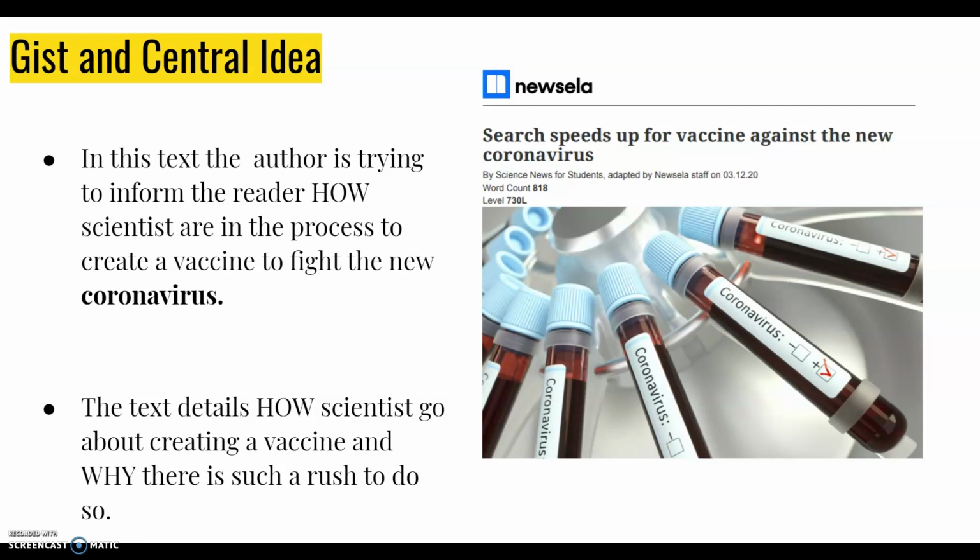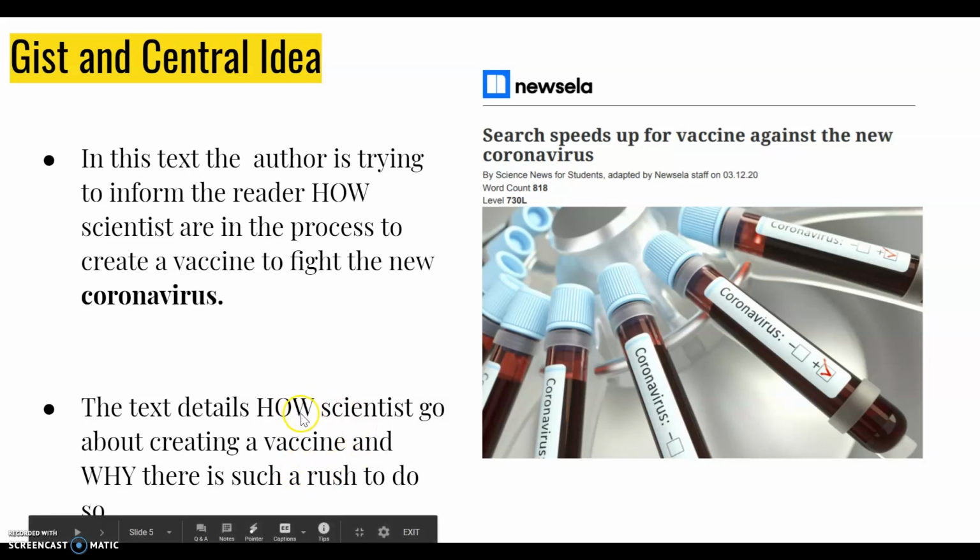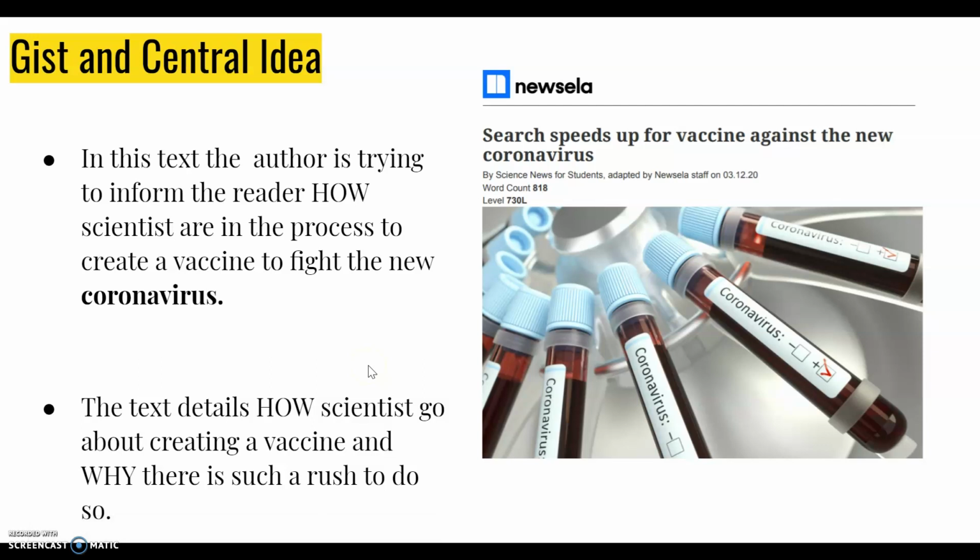So in this text, the author is trying to inform the reader how scientists are in the process to create a vaccine to fight the new coronavirus. And the text details how scientists go about creating a vaccine and why there is such a rush to do so. So now that we have a little bit better understanding about what this text is about, I am going to model for you guys how to find this author's purpose for this text.